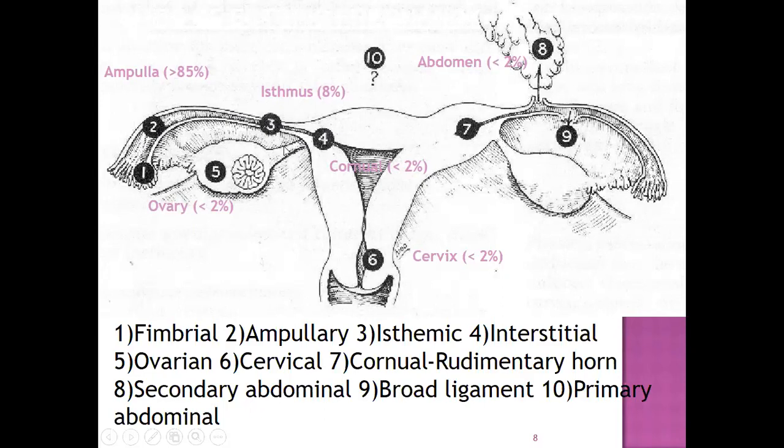What are the other sites? After the fallopian tube, the most common site is the ovary. Then the other sites come, like the cervix, which is 2%. Then any fibroid or myoma, 7% in the abdomen, and 9% when it is in the broad ligament. This is the broad ligament. This is the rudimentary horn of the uterus.